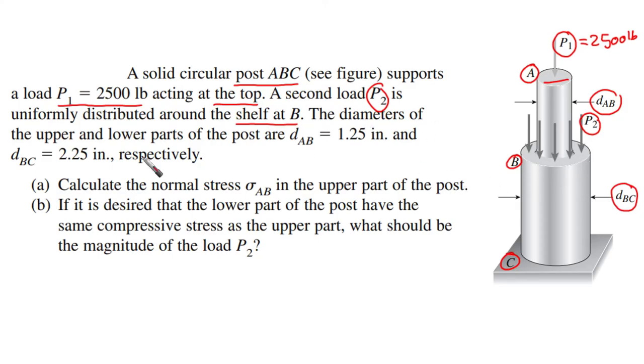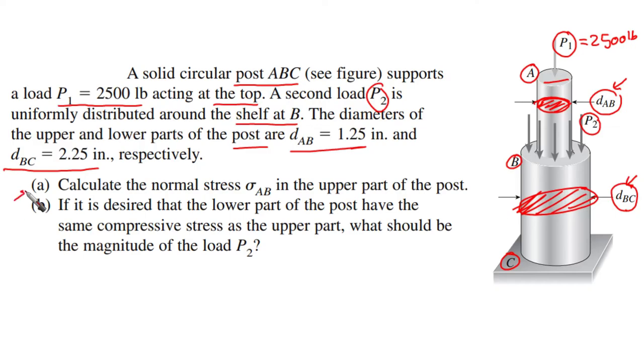The diameters of the upper and lower parts of the post are DAB, which is 1.25 inches, and DBC, which is 2.25 inches. So we have the upper and lower diameters. This means that we can calculate the area of the upper post and the area of the lower post, as we know their diameters.